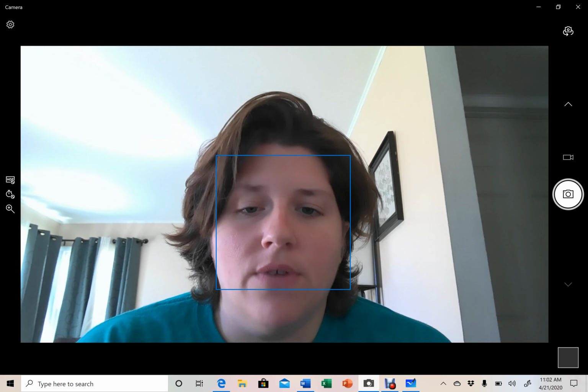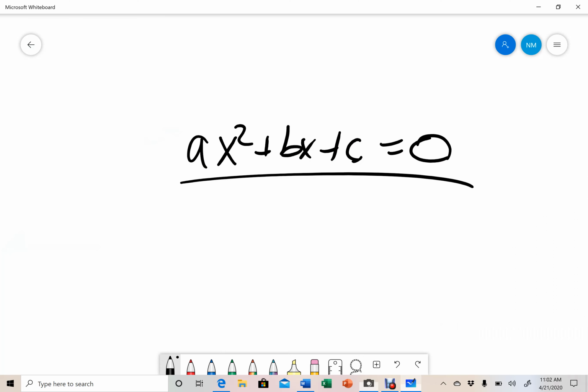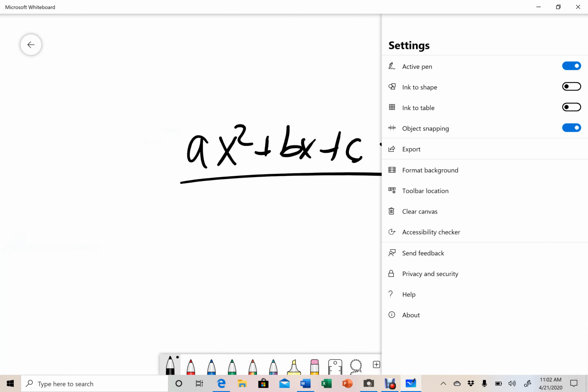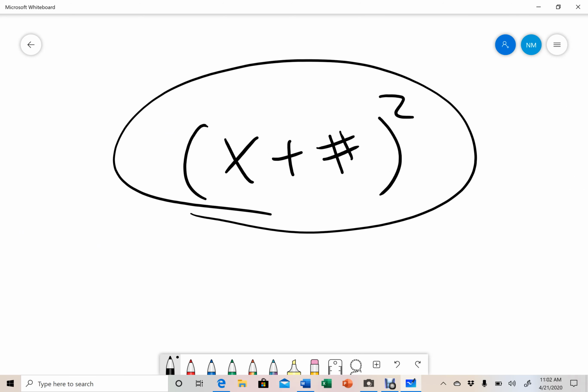Question number 3, which of the following is not a perfect square trinomial? What is a perfect square trinomial? When I am factoring a trinomial and I want it to be a perfect square, I'm going to end up with the answer x plus or minus a number, and this is squared. So this is what my answer would be from a perfect square trinomial factored. Meaning, what is the perfect square trinomial that gives me an answer like this?